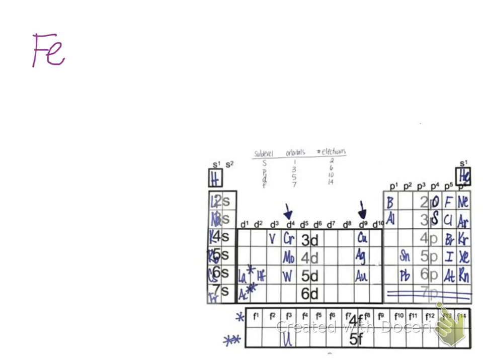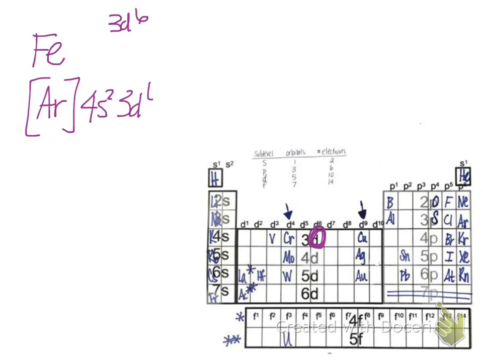Iron is 3d6. It's right here. So we're going to end in 3d6. When you know what element you're doing, you can identify it based on where it's at in the table. So you tell me, which noble gas would I use? Argon. And then I would write 4s2, 3d6.